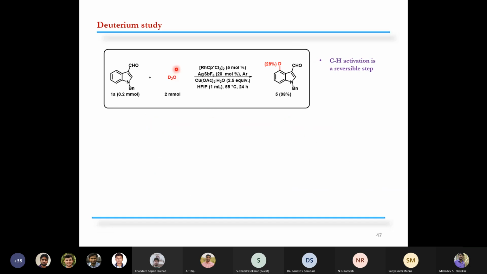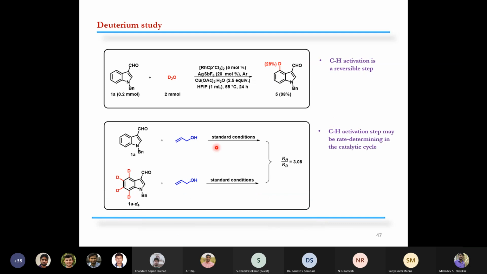So in the deuterium study, instead of allyl alcohol, we have used the deuterated alcohol as a coupling partner, where we found that the deuterium is incorporated at the C2 position of indole by 28%. So this means the CH activation step is reversible. After this deuterium study, we have calculated the KH by KD by employing this undeuterated indole derivative as well as the deuterated derivative in reaction with allyl alcohol under standard condition, and we found that the KH by KD is 3.08. So that means the CH activation step may be the rate determining step in the catalytic cycle.